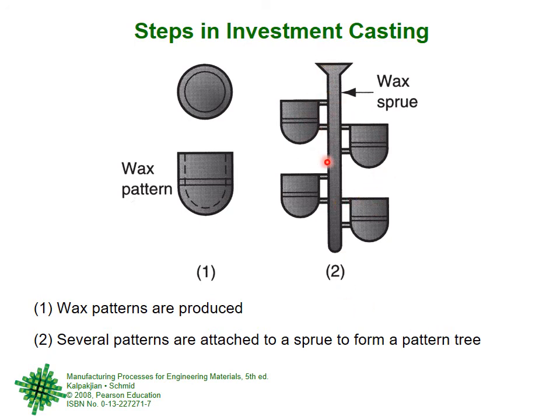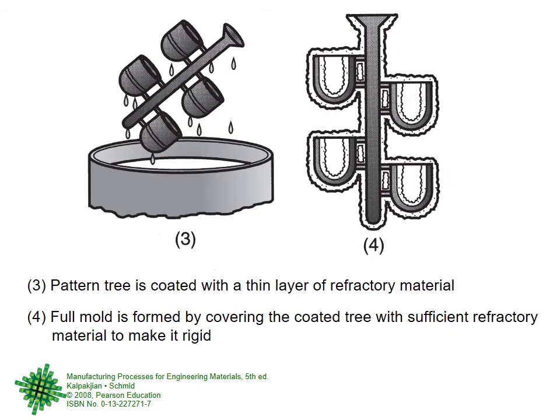So there is a sprue, and from the sprue there is a gating system to each one of them, right? So you make single patterns out of wax, but then you construct a cluster or a pattern tree, so that at the same time, once it is there in a box, you will get 4 castings, 6 castings, 8 castings and so on. And then once you make it, the pattern tree is coated with a thin layer of refractory material. So you dip it inside the refractory material, it will be coated.